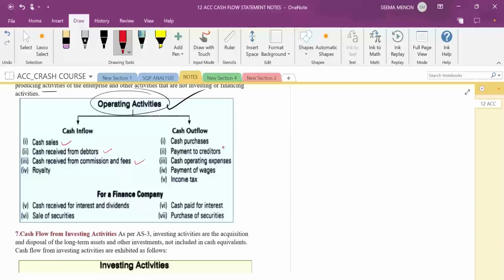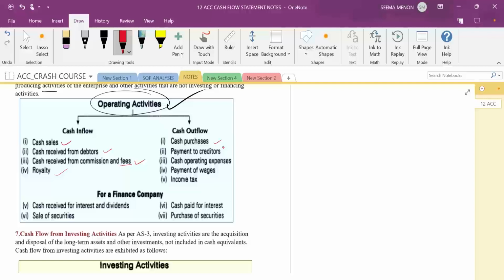Cash received from commission and fee. While we purchase raw material in bulk, we may get cash commission, or if we have a service sector business, then fee is our major income. Royalty is another income. Whenever we sell the royalty, we are getting cash. So that is another inflow from the operating activity.